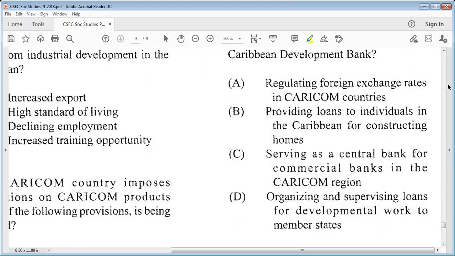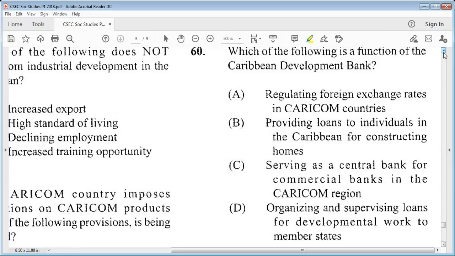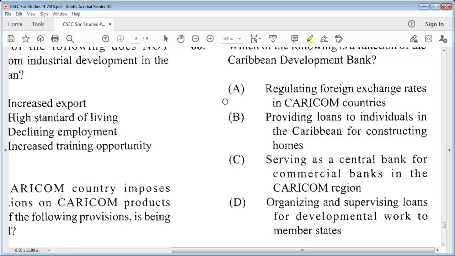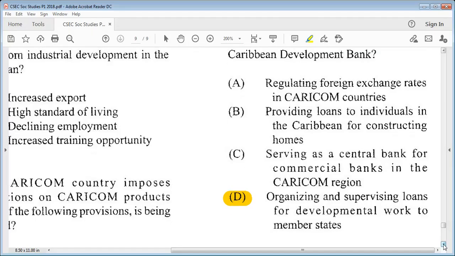So we're thinking of the function of the Caribbean Development Bank. We know it would not be A, regulating foreign exchange in CARICOM countries. It would not be providing loans to individuals in the Caribbean for constructing homes. Neither would it be C. It doesn't serve as a central bank for commercial banks. No. So our answer would be D, organizing and supervising loans for development work to member states. D is our answer. So this is it.